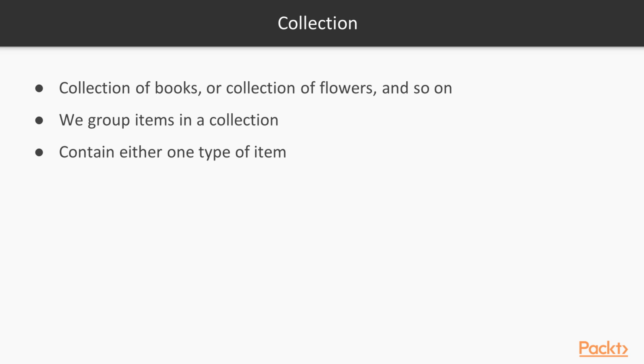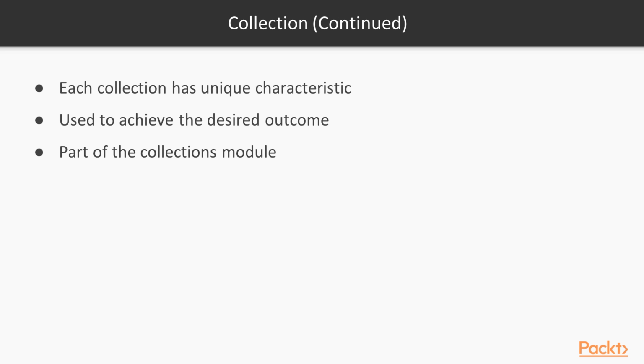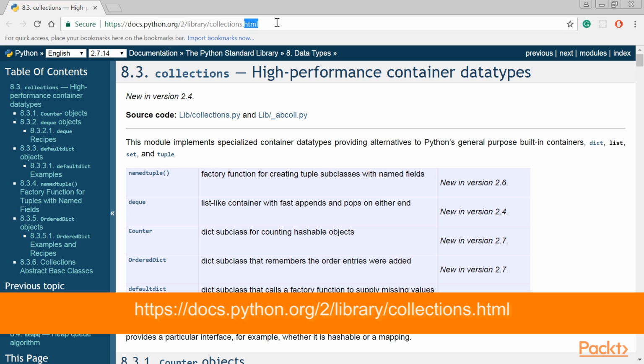Well, a collection can contain either one type of item, for example, a collection of flowers, or the collection can be a hybrid collection, for example, a collection of books and magazines. In Python programming, each collection has unique characteristics and can be used to achieve the desired outcome. All the collections are part of the Collections module. You can learn more about collections at this link.